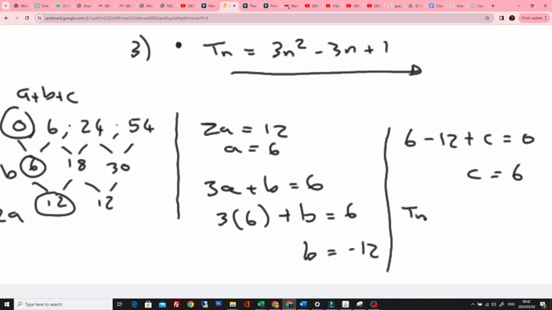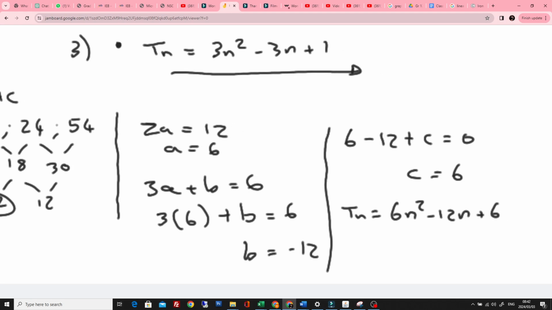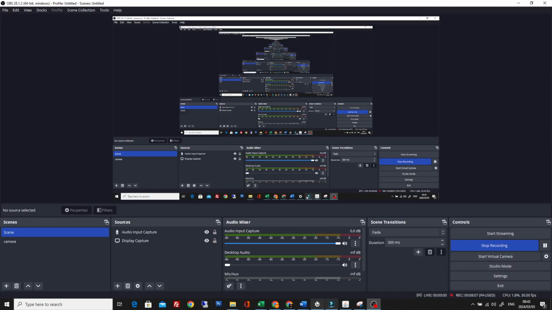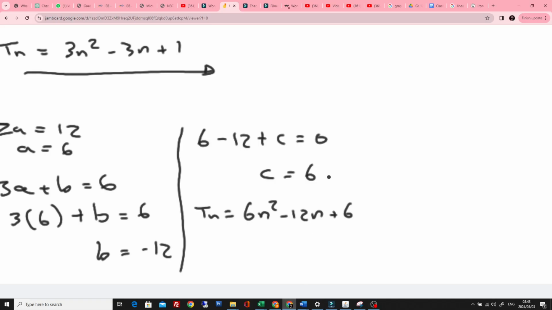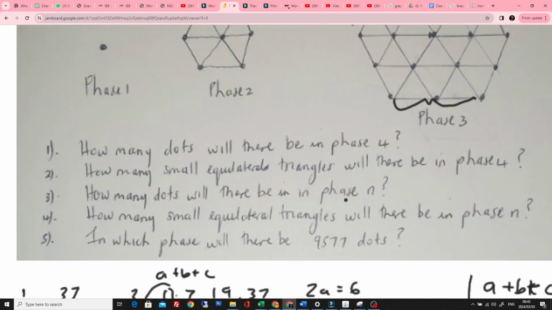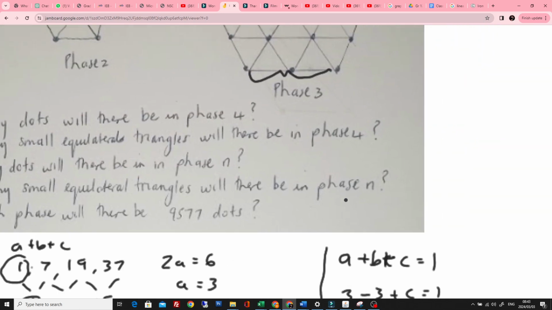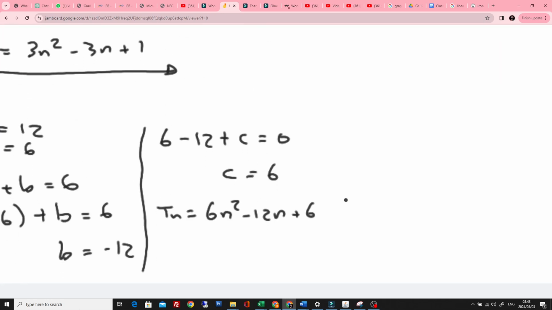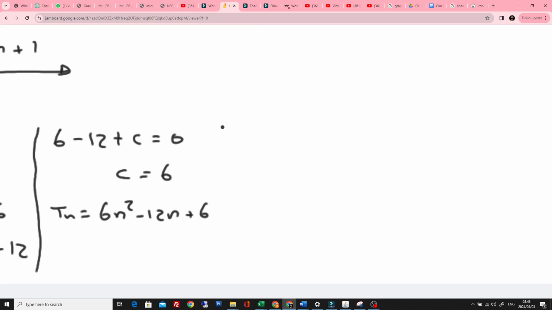So let's quickly see if that all works out. Okay, and then we can test it to make sure. And then we have some answer for this. Okay, so these are the first few questions based on this. The last one is which phase will there be 9,577 dots? Okay, so just answer question 5.